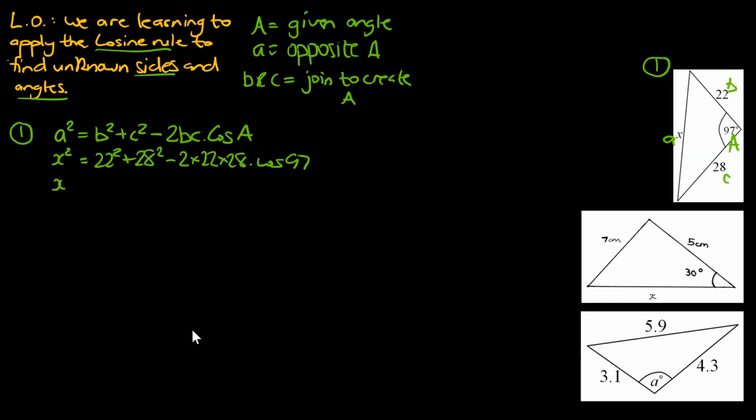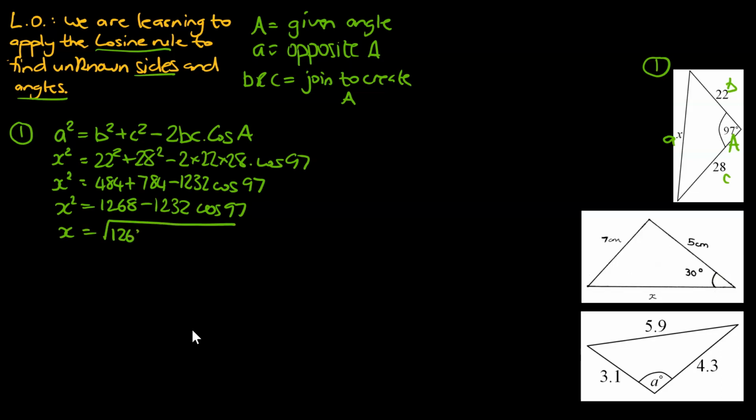From there, we then just go ahead and carry on with solving this equation. So x squared is going to be equal to 484 plus 784 minus 1,232 lots of cos 97. We can then rearrange or simplify that a little bit more, so let's group those numbers together. So x squared is going to be equal to 1,268 minus 1,232 of cos 97. x is then going to become the square root of all that, so the square root of 1,268 minus 1,232 times cos 97. If you put that into your graphics calculator, hopefully you're going to get 37.7. We're not given units, so I'm just going to write units, and I've rounded that to 1 decimal point.